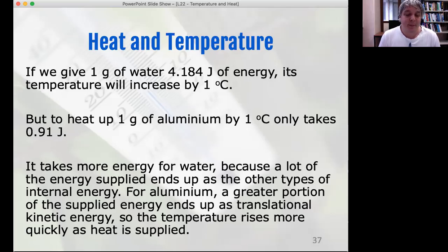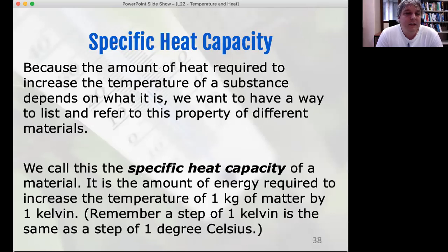So the specific heat capacities are different. So that's all a specific heat capacity is. It's just an indicator of how much of the internal energy you give a substance ends up as that translational kinetic energy, ends up as that temperature change that we are looking for. So that is what specific heat capacity is.